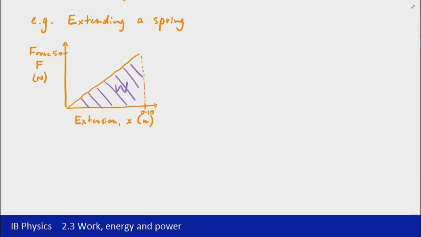So in this case, the work done, if you figure out the area under the curve there, is half times the base, so half times 0.1 meters, multiplied by the force on the vertical axis, or the height of that triangle, is 5, and so the work that would be done in that case is 0.25 joules. So there's a quick example of calculating the area under the curve in order to figure out the work done in a particular scenario.